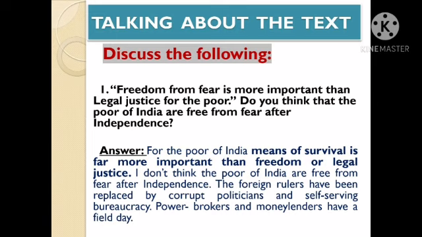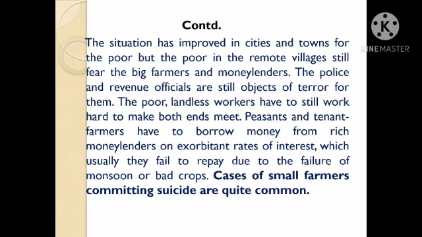So after we have got independence, then also we or some other peasants are still afraid of something or the other. The foreign rulers have been replaced by corrupt politicians and self servicing bureaucracy. So, bureaucracy is a system of government in which important decisions are taken by the state officials and not by the elected representatives. Means it is not a kind of democracy. Power brokers and money lenders have a field day.